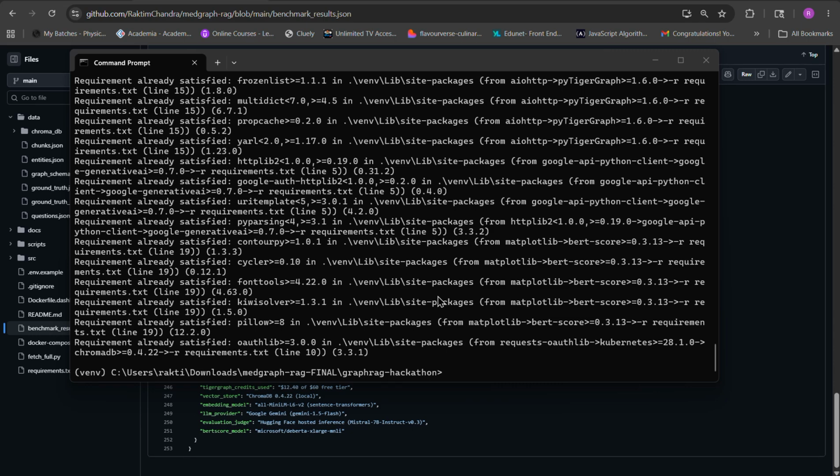Pipeline 1 is a worst case baseline, a raw LLM with no retrieval whatsoever. The question goes straight to the model with no context. Let me run it.